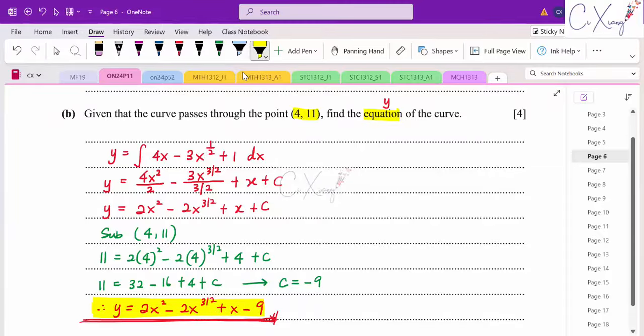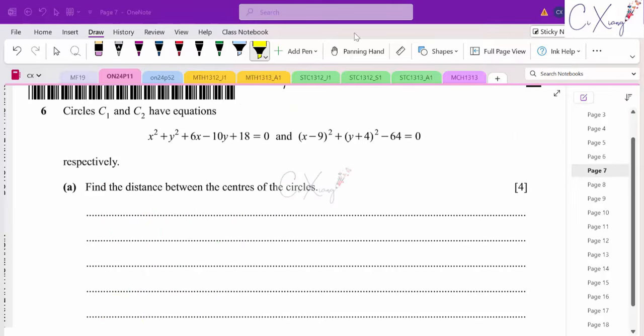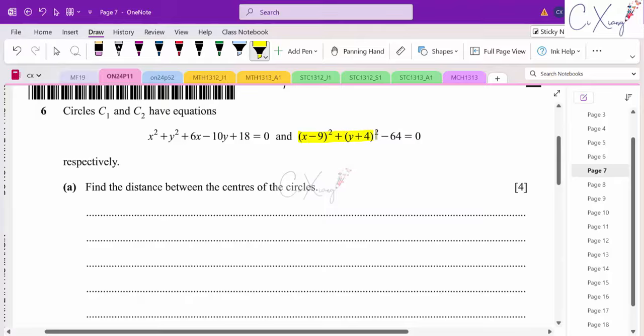Okay, so basically this is how we solve this question number 5. Question number 6. We are having two circles here, C1 and C2 with this equation. Right, so they want us to find the distance between the center of the circle. Okay, so if I want to find the distance between the center, I need to know what is the coordinate of the center for both circles.